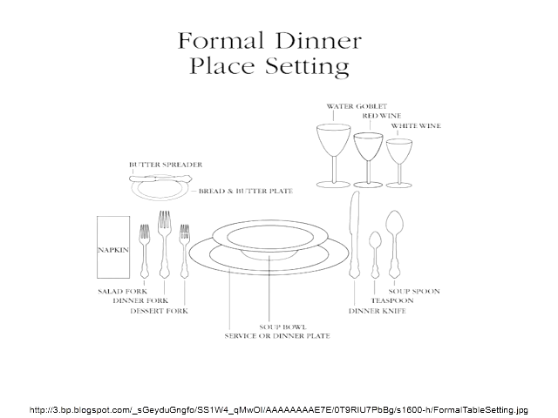Now, if you look up at the top here on the right, you'll see the 3 glasses. The water goblet comes first, and it is pretty much directly up and just a little to the left of the knife. The red wine glass comes next, and the white wine glass comes next. Now, if you're just going to put 1 wine glass there, that's perfectly fine too. It would be a multi-purpose glass, depending on what you're serving.